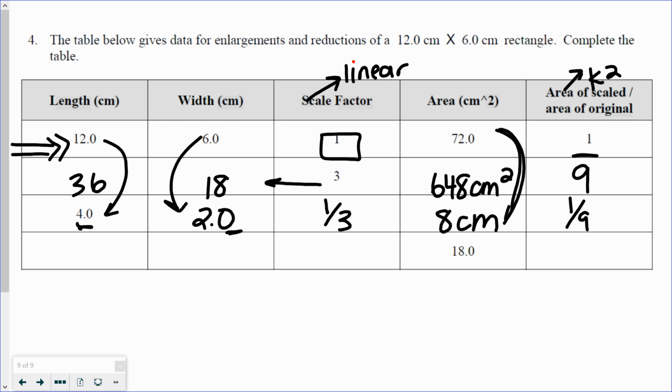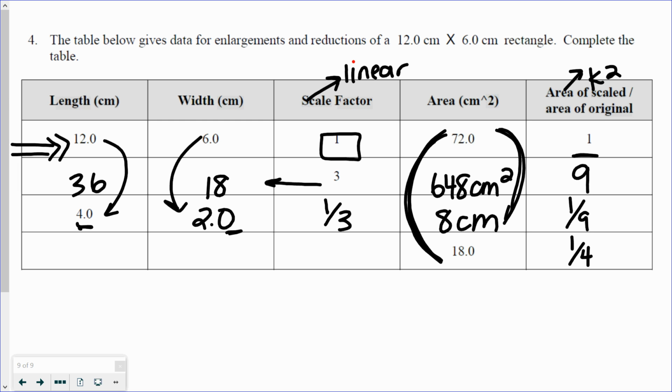So the next one is a little bit tricky because all that we're given actually is our area. So we need to compare that area. If we went 18 divided by 72, that gets me a relationship between the area of the scaled and the area of the original of 1/4. So we know that we must have a reduction again. So that gives us our k squared.